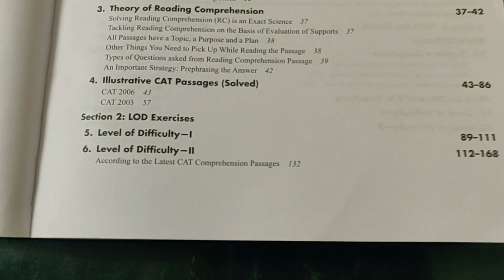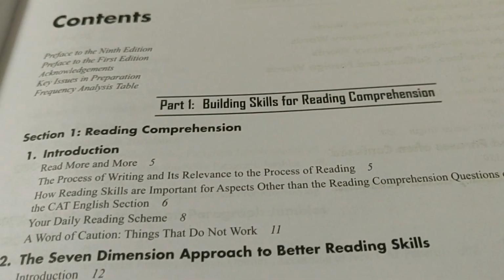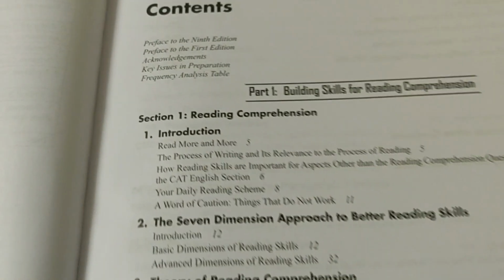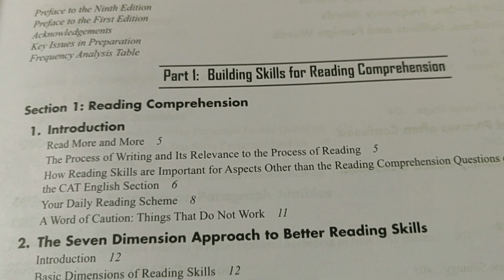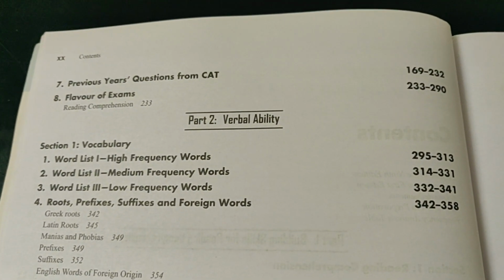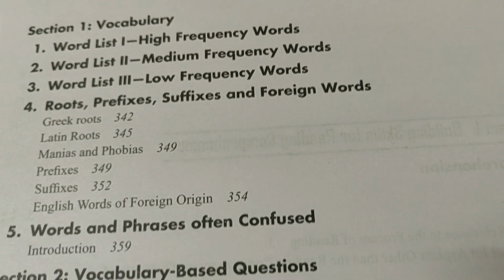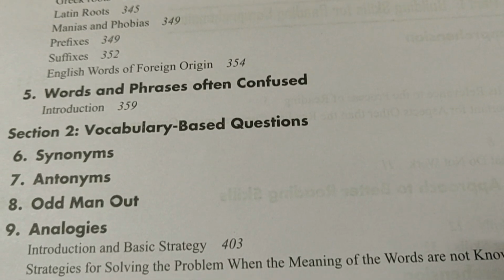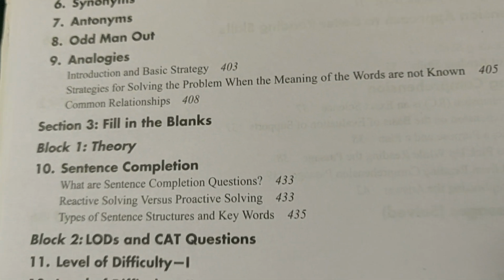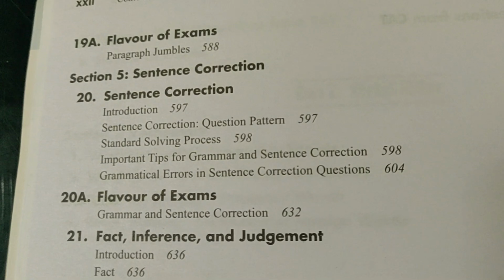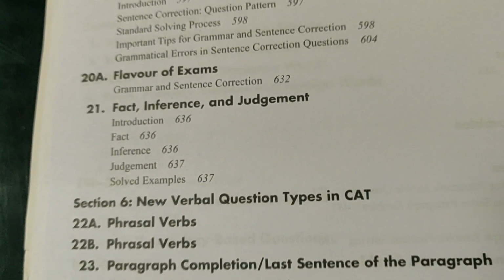And moving on to the index now. So this book has been broadly divided into four parts. Part 1 contains how you can build your reading comprehension solving ability. So a lot of theory is shared here. I'm going to talk about it in detail and how that's relevant. But part 2 contains verbal ability, mostly regarding vocabulary, antonyms, synonyms, odd one outs, all these kinds of things. And after that, you get to the sections that appear in the CAT exam, which is sentence completion, para jumbles, sentence correction, and fact inference and judgment based questions.